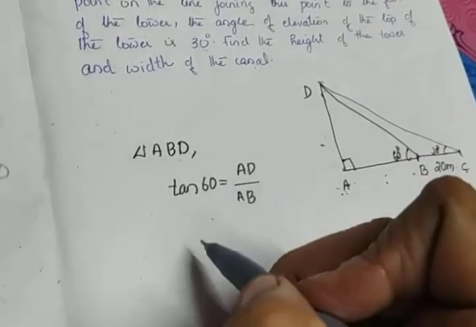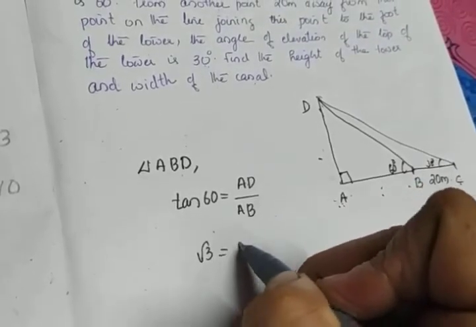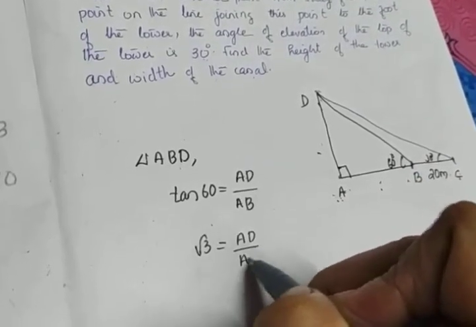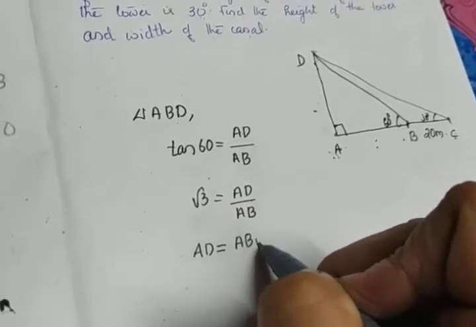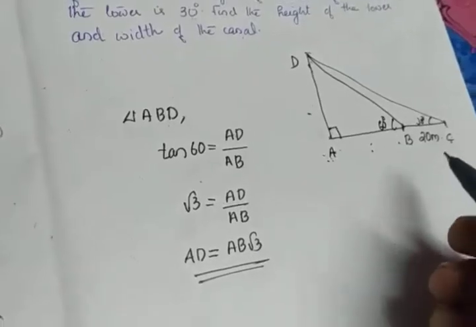Okay, what is tan 60? Tan 60 is root 3. Root 3 is equal to AD divided by AB. So we are getting AD as AB into root 3 when cross multiplied. Let that be there. Take the next triangle.